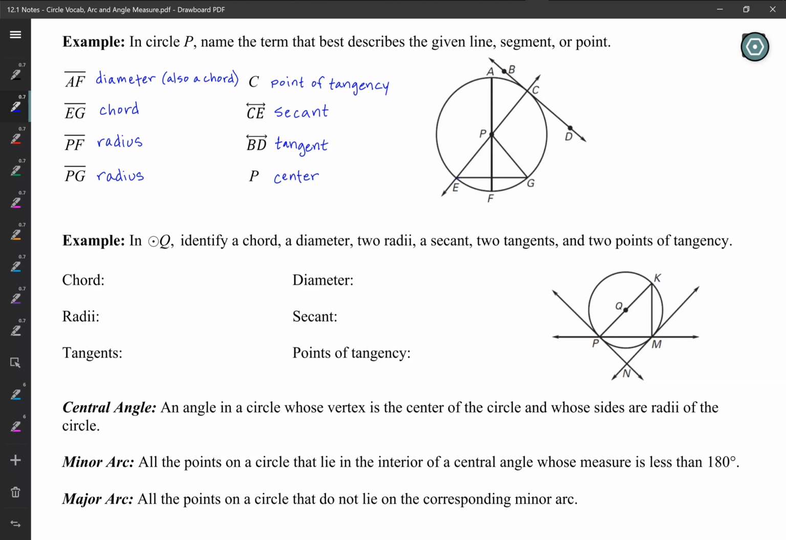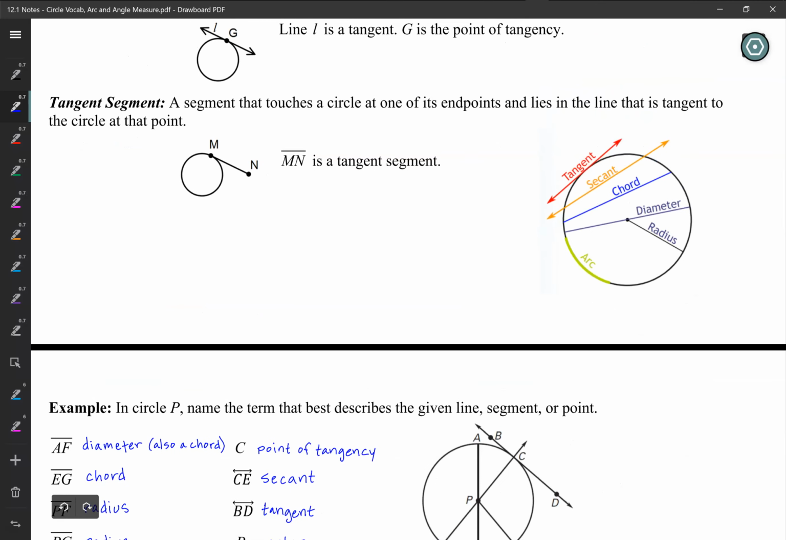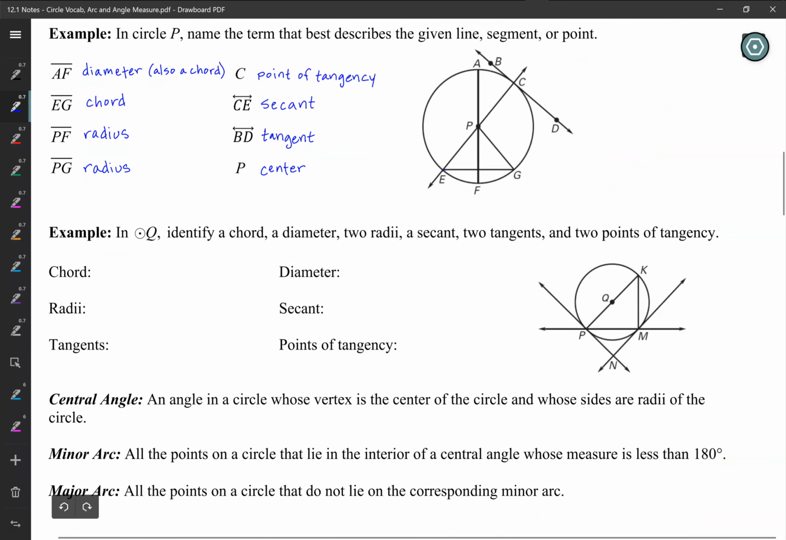Okay, a chord. So a chord is a segment that touches the circle at its endpoints. You actually have three choices of that. The most obvious one, this is a chord and only a chord. It's nothing else, would be segment KM. It has to have the segment bar to be correct.